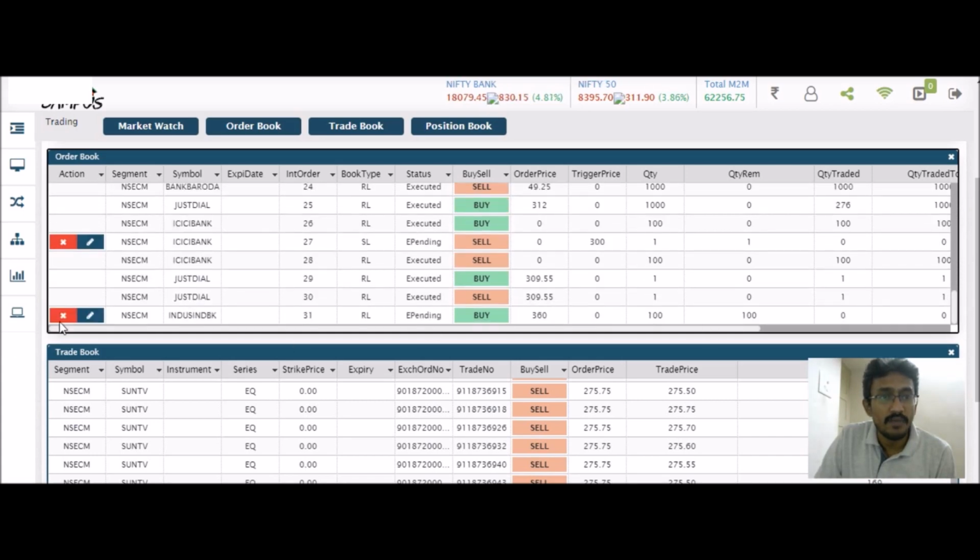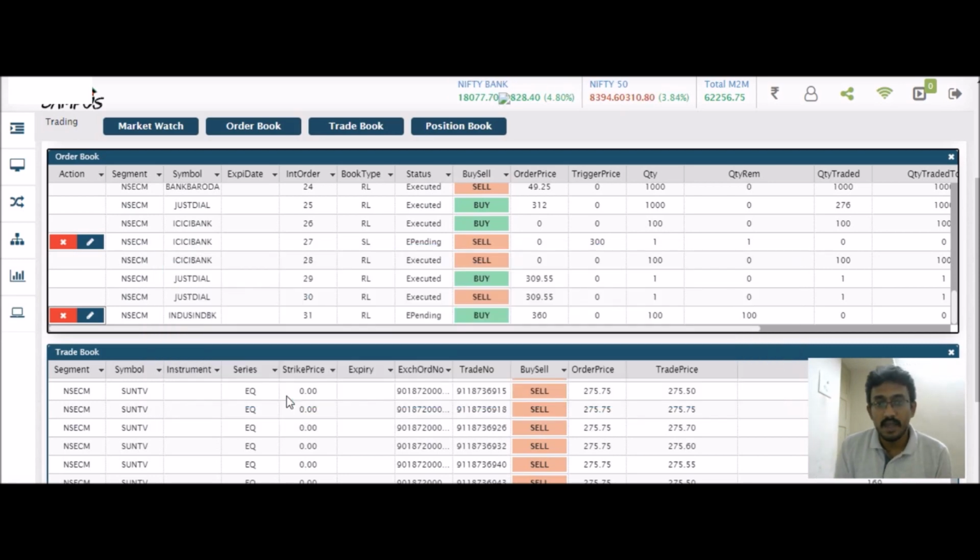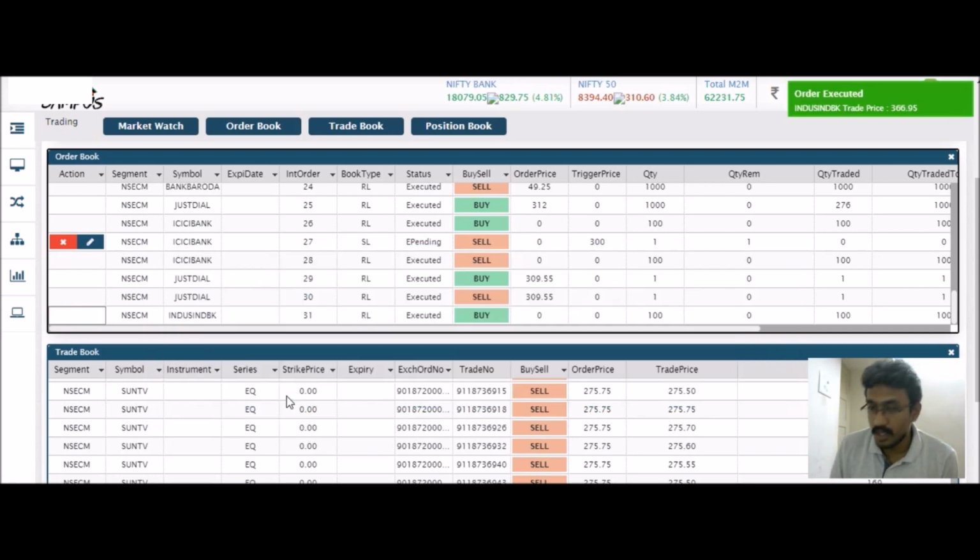Then modify the order. Instead of a limit order, you can give a market order. A market order will ensure immediate delivery of the stock. You can get the stock immediately at whatever price it is traded in the market, the best price. That is the beauty of a market order. Click on modify, and the order will get executed. You can see in the order book, the last line says the order got executed.